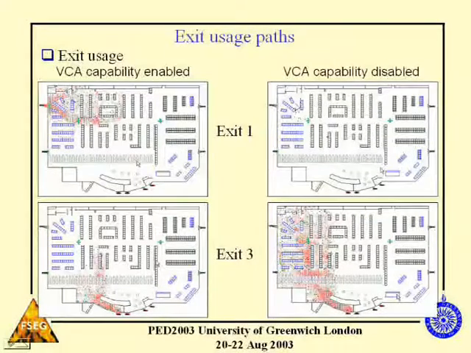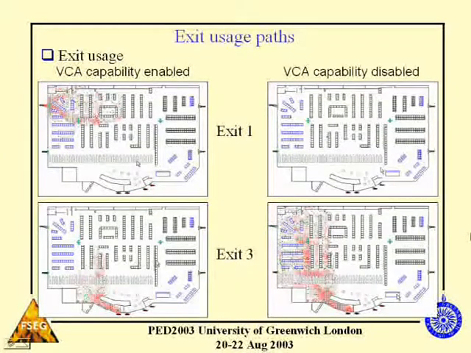No one's used this exit. Here you can see the number of people who've used the normal exit in the situation where they followed the VCA, and this is the case where the VCA is not enabled. You can see it's pulling in all these people from different areas if you don't have the VCA enabled.